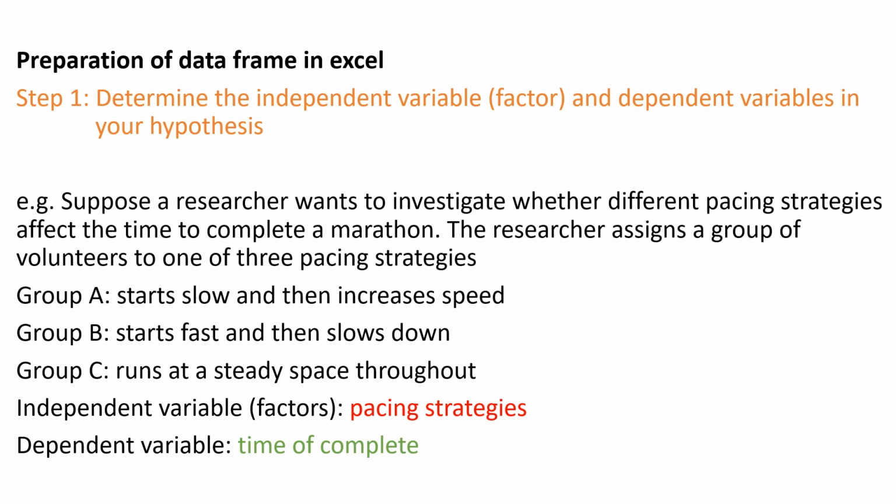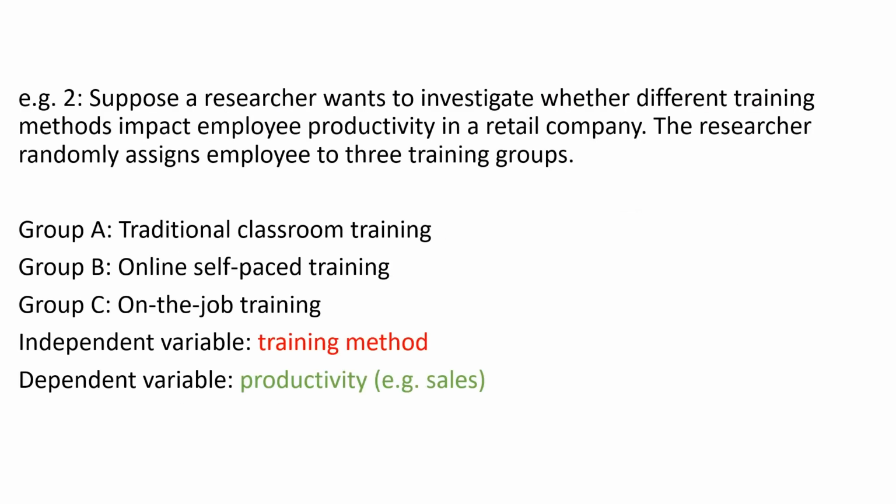So with this, we can see that the pacing strategy will have an effect on the time of completion of the race. Therefore, the independent variable in this case is the pacing strategy, while the dependent variable is the time of completion of the race. So let's take the second example.